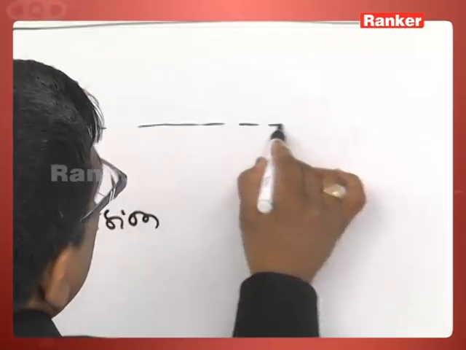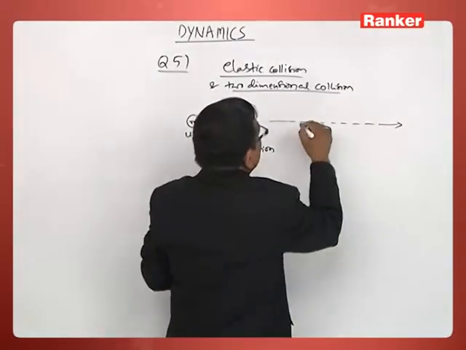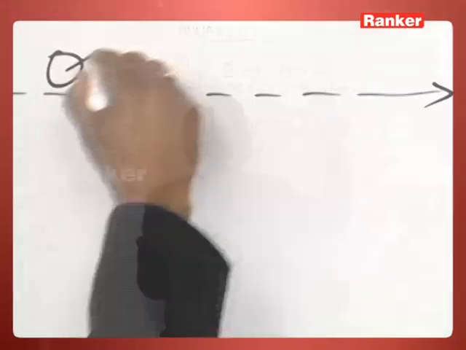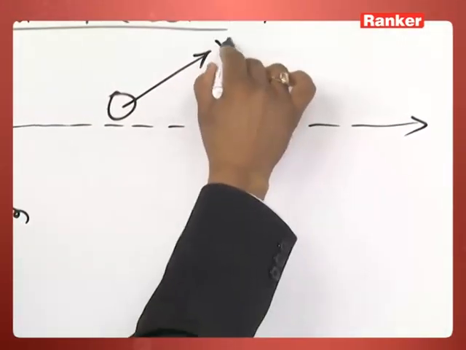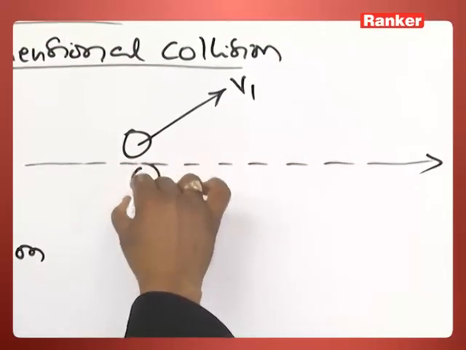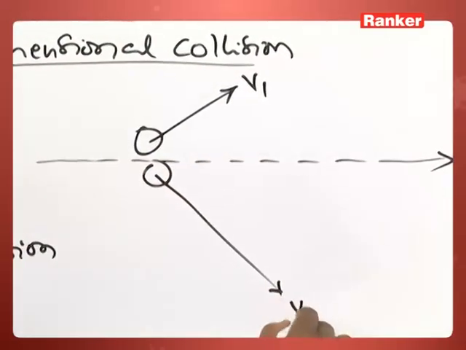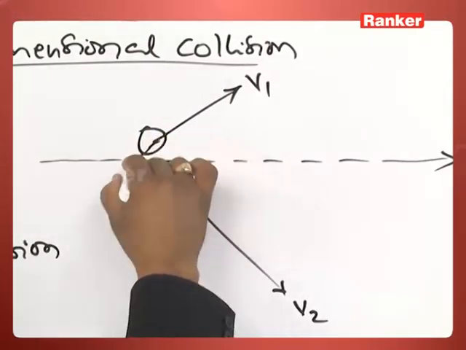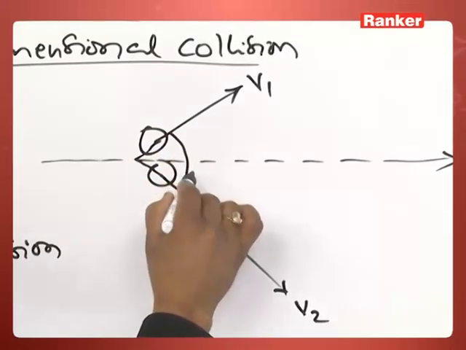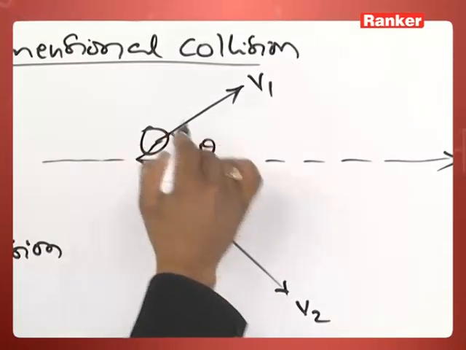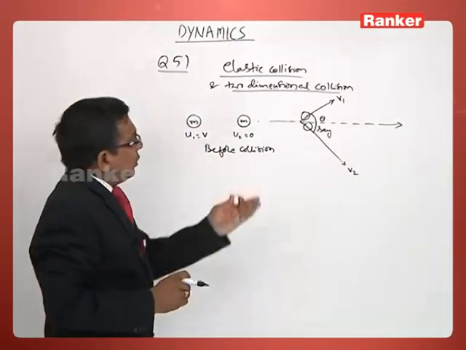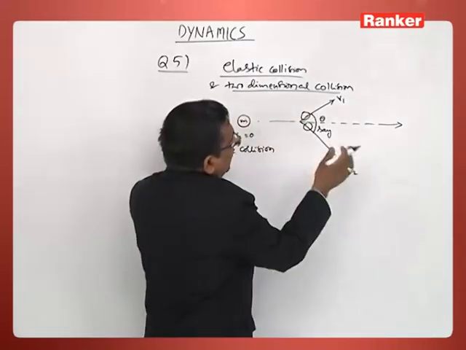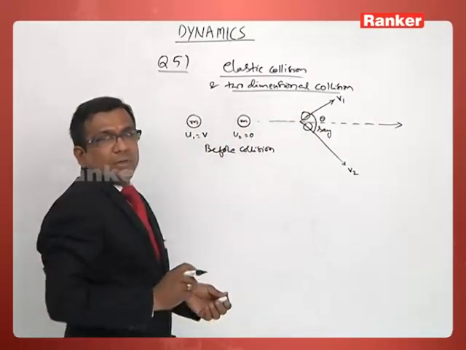This is the line of motion, but they are moving in different directions because it is a two-dimensional collision. Let us say the first body is moving in this direction with a velocity v1, and the second body is moving in this direction with a velocity v2, then that collision will be a two-dimensional collision. And what is the angle between them? If you take the angle between them, this angle is say theta. Actually here we have to prove what is that angle. We have to show what is that angle. Say these two are moving in different directions at an angle theta, we have to find the value of theta.